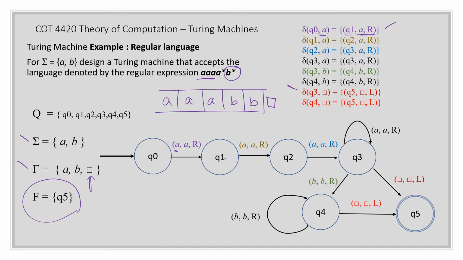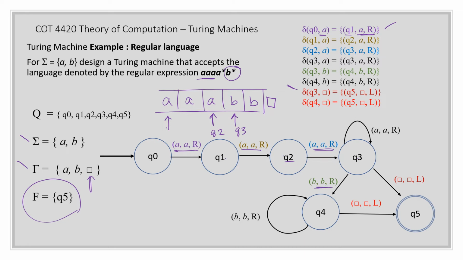So we can go through our transitions and see if we're going to end up in an accepting state. I'm in Q0. This is an A. I leave it an A and I move right. Now I'm in Q1. It's an A. I leave it an A and I move right. Now I'm in Q2. This is an A. I leave it an A and I move right over to Q3. Now I'm in Q3. I've encountered a B.